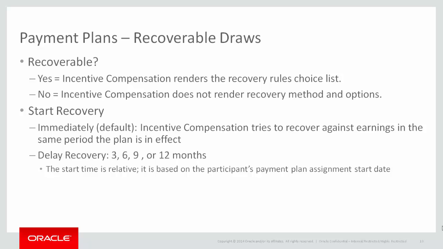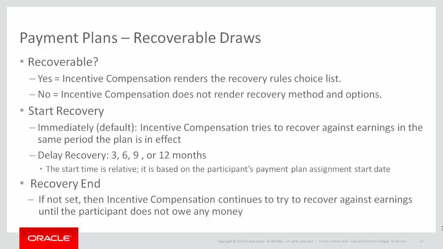Maybe the guarantee only lasts for 6 months, or maybe it's a longer guarantee, but then you may want to give them some runway before you start recovering them, getting them a little bit of time to get used to their new role and start building their pipeline before the recovery starts taking effect. And then, so that's when the recovery might start, and then as well as when the recovery ends. So if the recovery does not end, then incentive compensation will continue to try to recover against the earnings until eventually the participant doesn't owe any money.